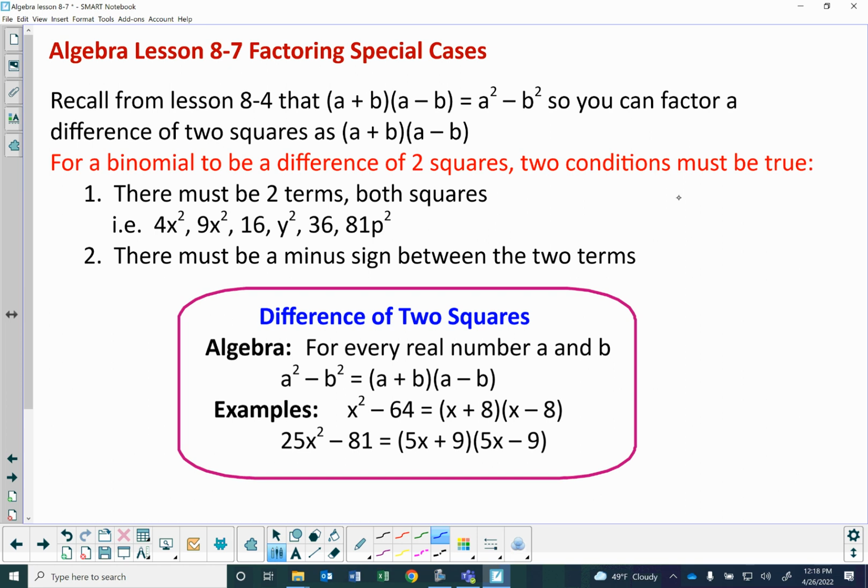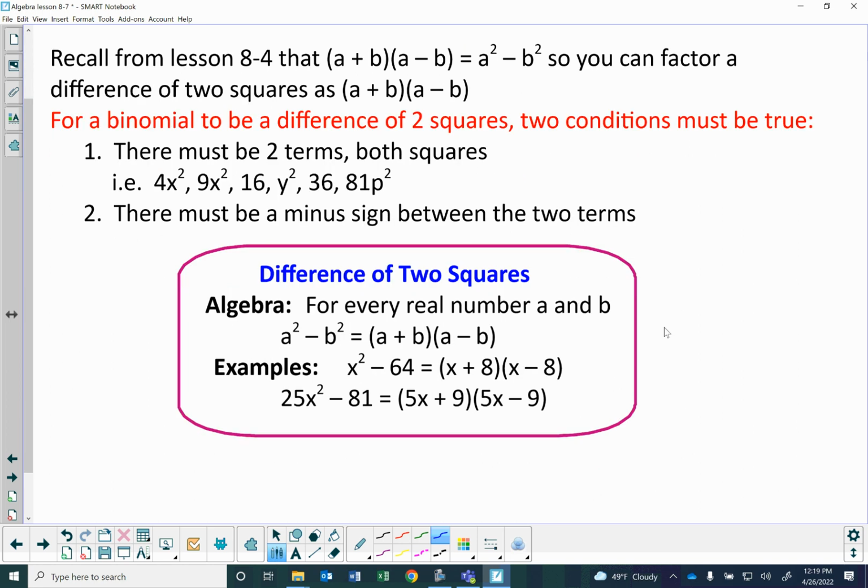So for a binomial to be the difference of 2 squares, 2 conditions must be true. There must be 2 terms, both of which are squares, like 4x squared, 9x squared, 81p squared, 36, and there must be a minus sign between them. And that's it. 2 terms with a minus sign between them. If you get an a squared minus b squared, it will always factor to a plus b times a minus b. So again, you're going to figure out what the square root of each one of your first and last term is, and then plug it in the formula.